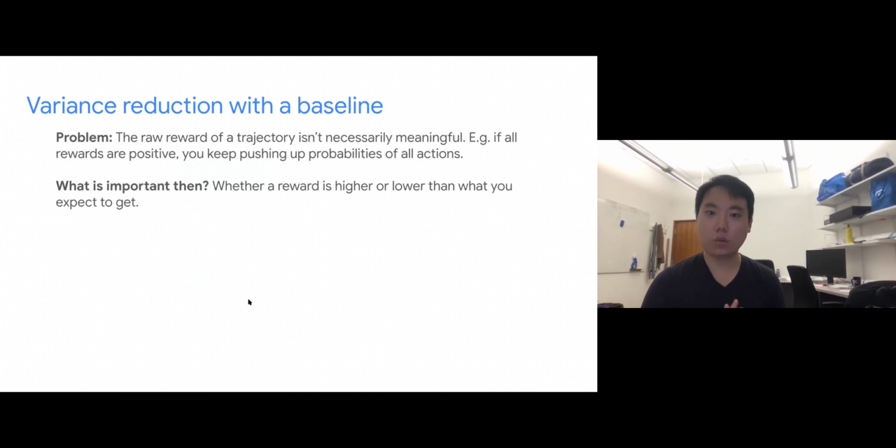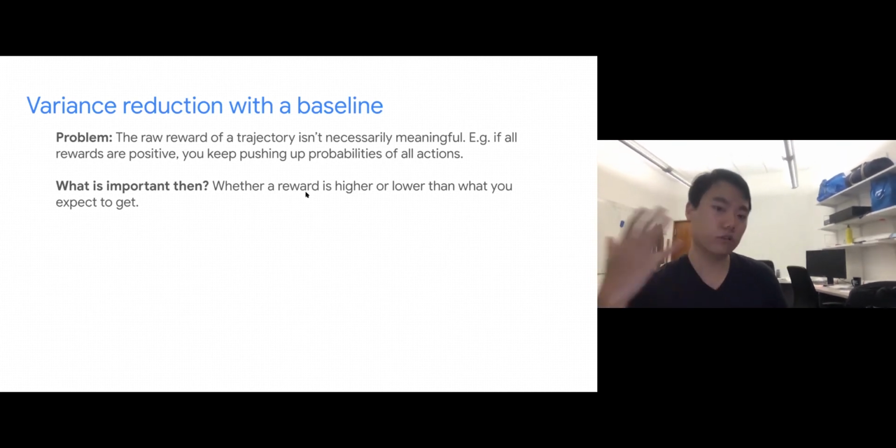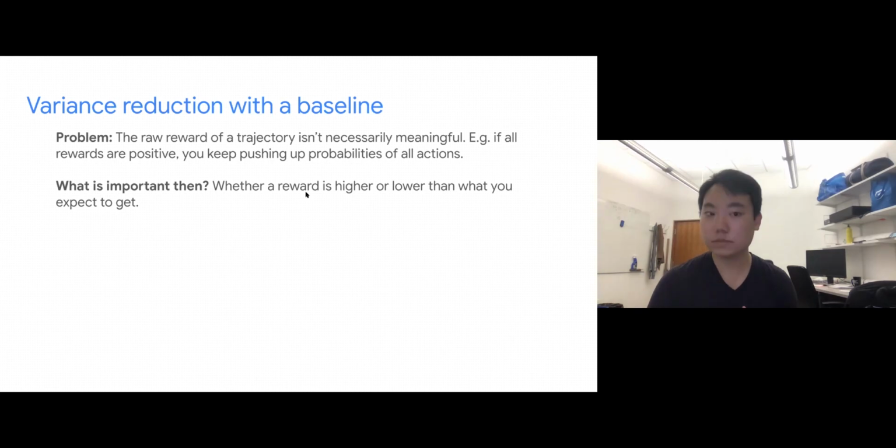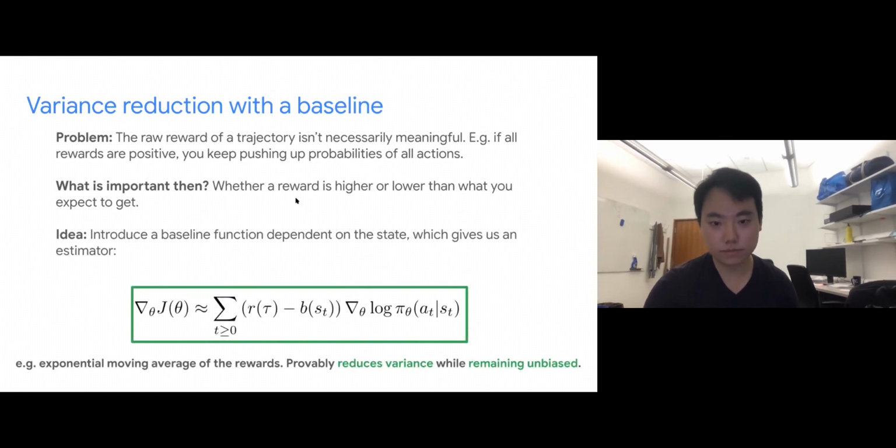There's a couple of tricks. One very important trick is called variance reduction. The idea here is that if you're observing these trajectories, the raw reward is actually not that meaningful. If most of the rewards that you obtain from the environment are positive, you're going to keep pushing up probabilities of all actions, and that's not going to be very meaningful for your policy. So instead of the raw reward, what's more important is whether the current reward you're obtaining is higher or lower than what you normally expect to get. That at least gives you a sense of whether your policy on this particular action is a step in the right or wrong direction.